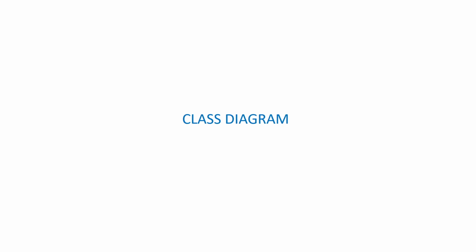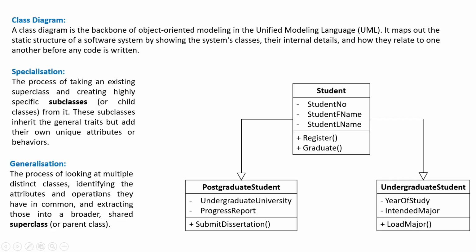Alright guys, in this tutorial I want to quickly look at class diagrams. So over here in the right corner we have a class diagram and some terminology at the top and at the left of the slide. So let's first understand what a class diagram is, then we'll look at what specialization and generalization are, which is what we're seeing on this class diagram.